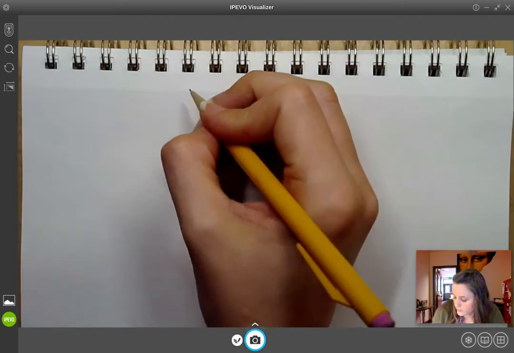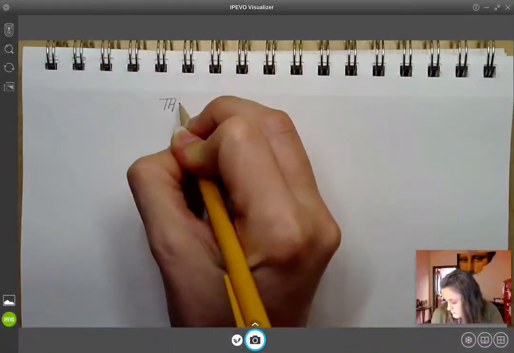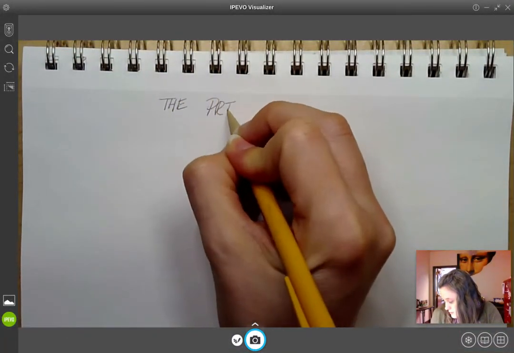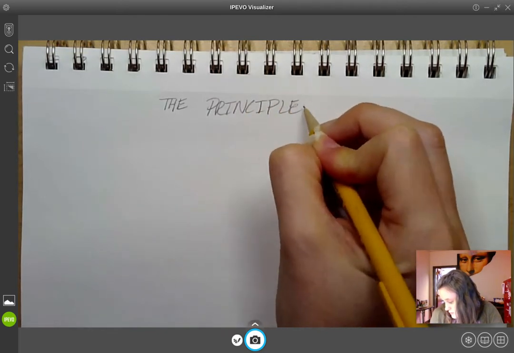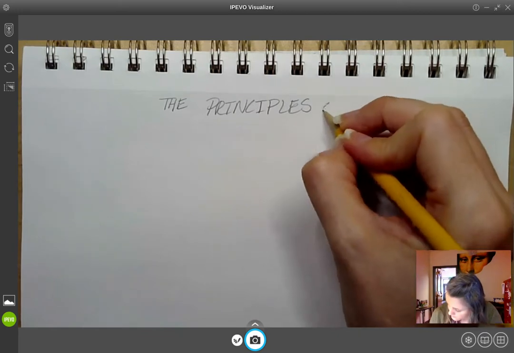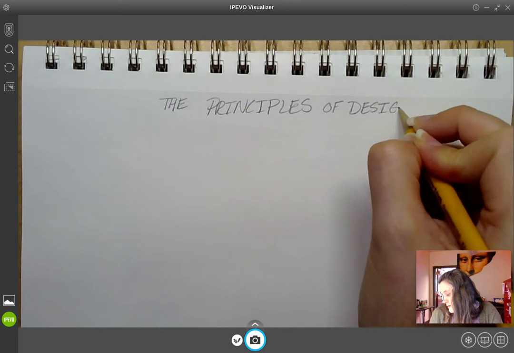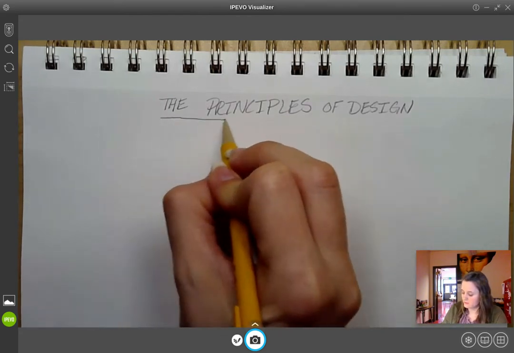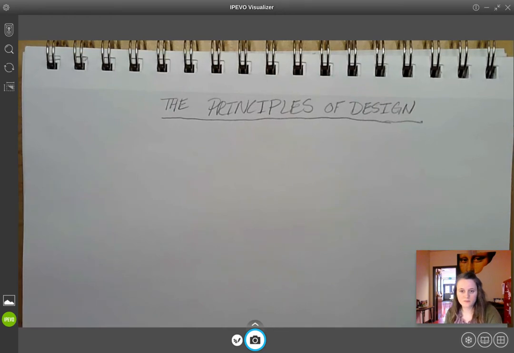So these are the principles of design. So we're going to go ahead and title our notes, and they are principles of design and fine art, but we're just going to leave it as principles of design. And you can definitely make it a beautiful title. You don't have to write it as plainly as I just did.